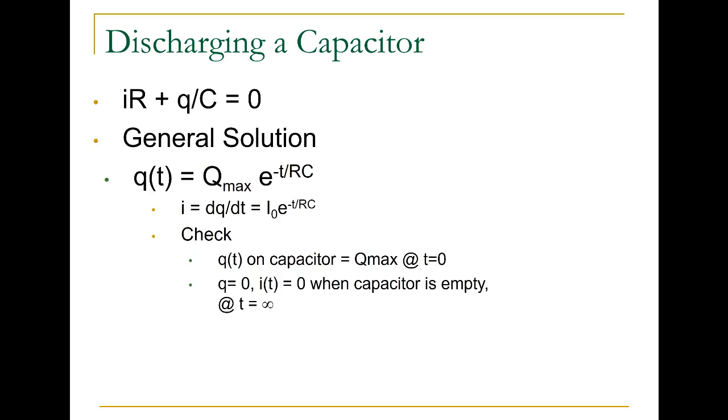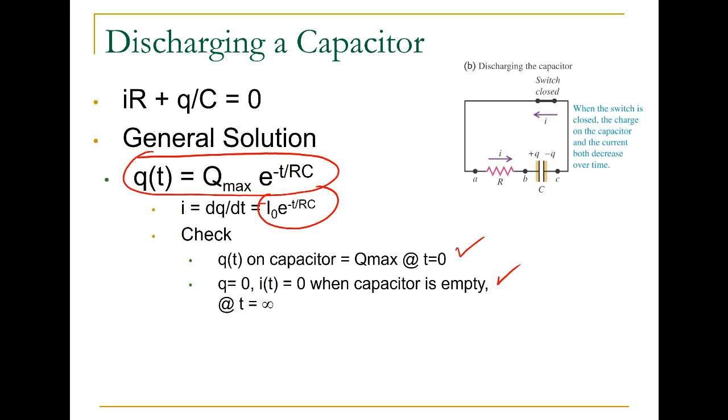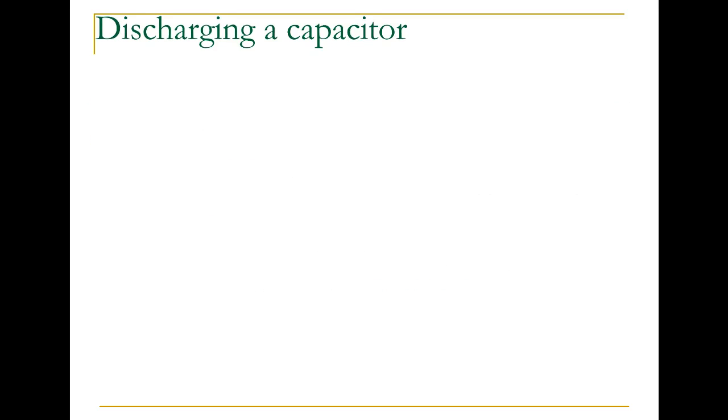Okay, so here was our general solution. Q of t is Q naught e to the minus t over RC, and I is equal to I naught e to the minus t over RC. Should be a negative sign there, showing that it's in the negative direction. Okay, and so everything works out here because when t is 0, Q is equal to Q max. And you can also see that as t goes to infinity, both charge and current go to 0. So all of that checks out. Okay, so both charge and current decrease over time.